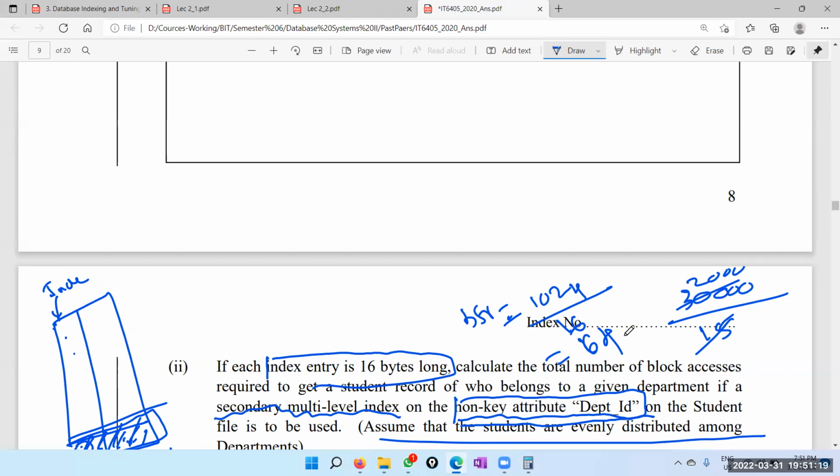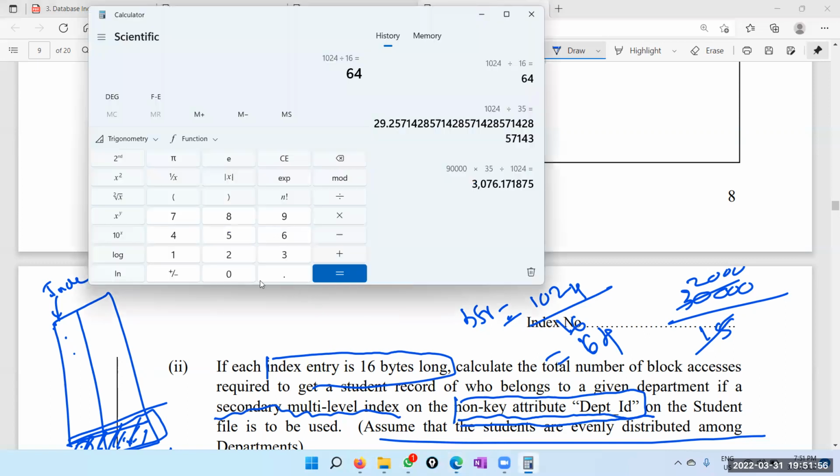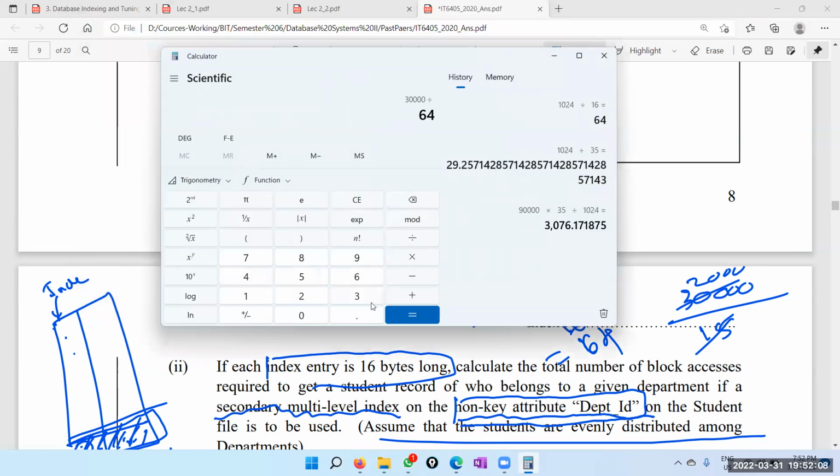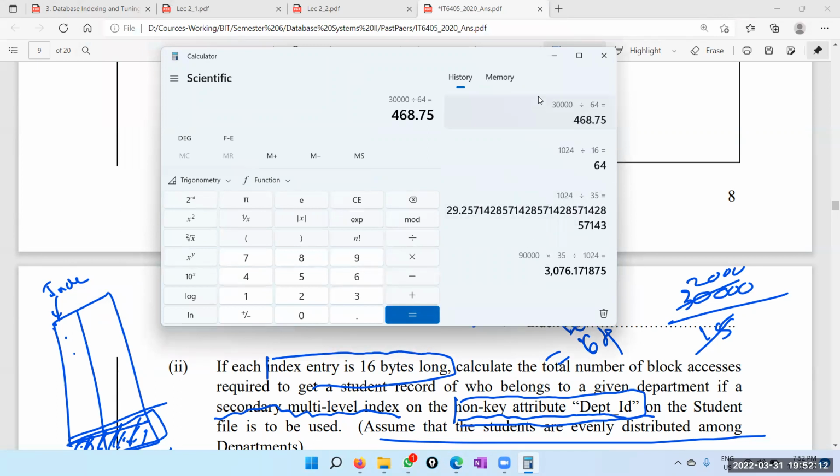But we are going to have 30,000 records, and one block can have 64 records. So the number of blocks is 30,000 divided by 64. What is that value? 468.75 blocks, which means 469.